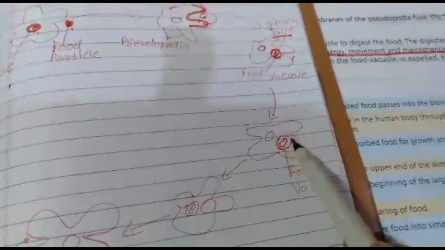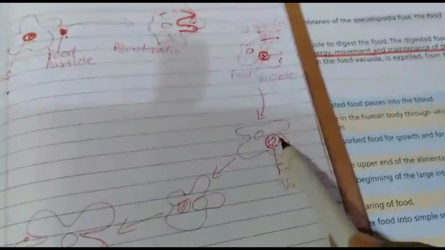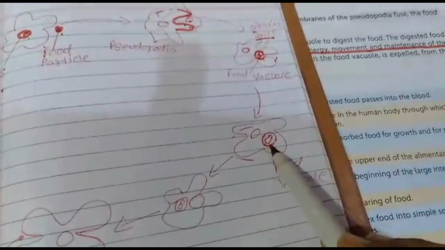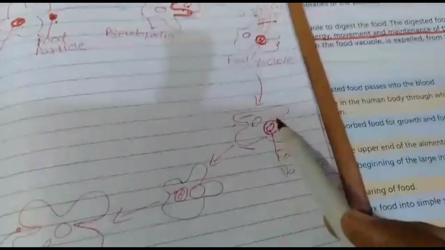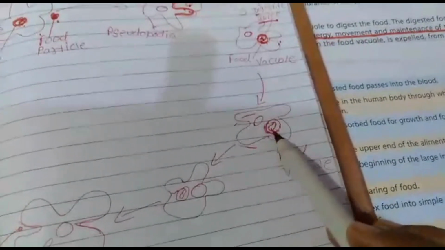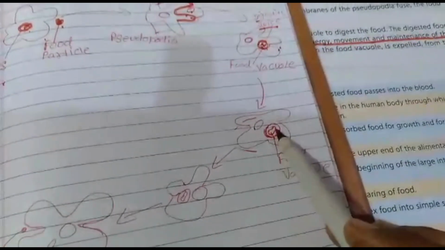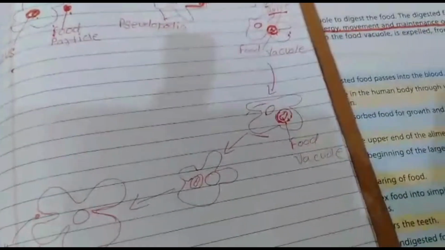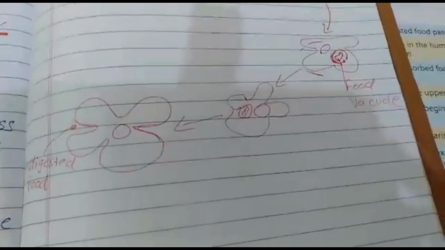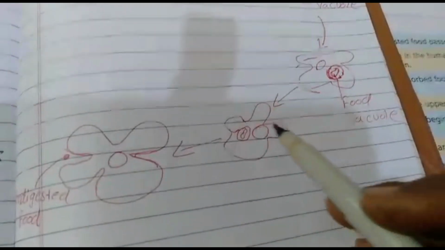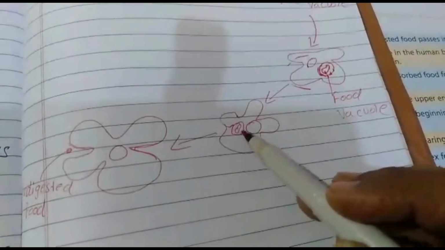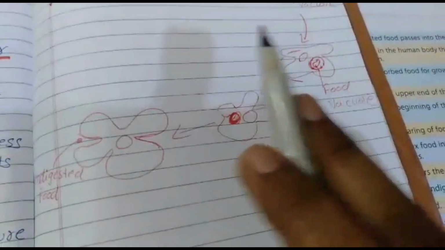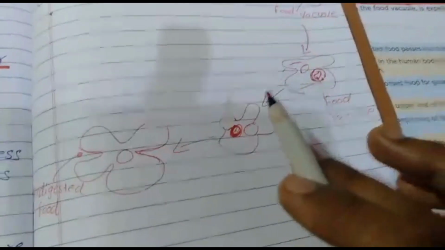So in the fourth step, it is very clear that this is the nucleus and this is the food vacuole and this is the food. And in this, the digestion will take place, because inside the food vacuole, digestive juices are secreted by the amoeba. And now in the fifth step, what you are seeing, now the complete digestion of food has taken place. Now the food is completely digested in the food vacuole.